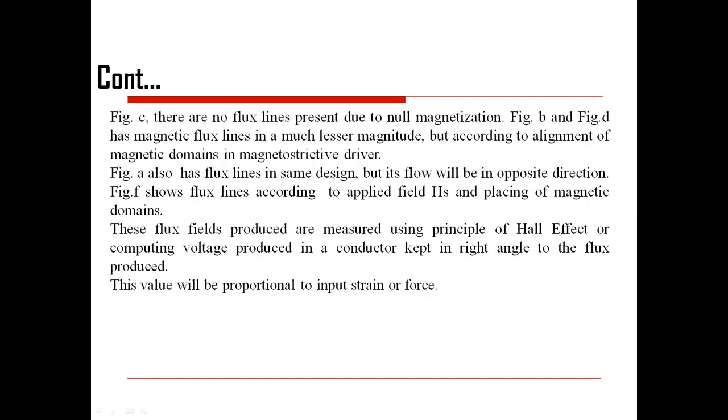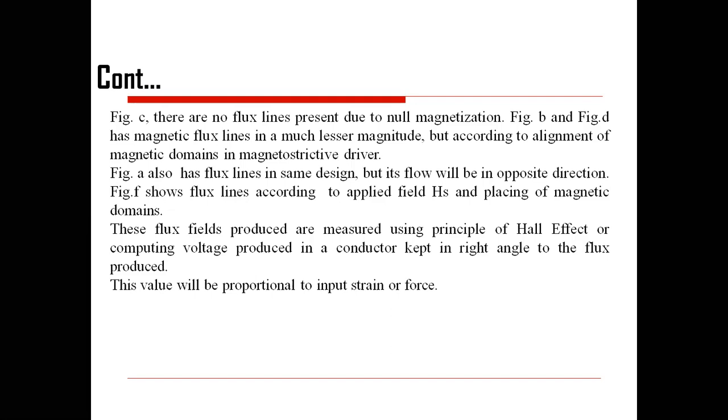So if you try to recall, figure C is the null one. So no flux is present, due to no magnetization. If you try to observe figures B and D, they have only a change of sign. One consists of a positive sign, another of a negative sign. So in figures B and D, as the magnetic flux lines are of much lesser magnitude, the magnetic flux generated is of less magnitude, but according to the alignment of the magnetic domains in the magnetostrictive drive, it is showing some lift or some change in the length.